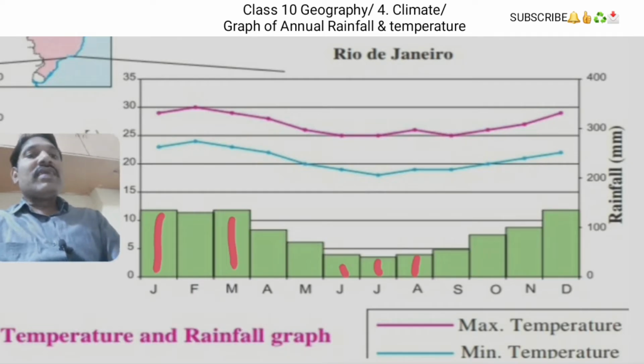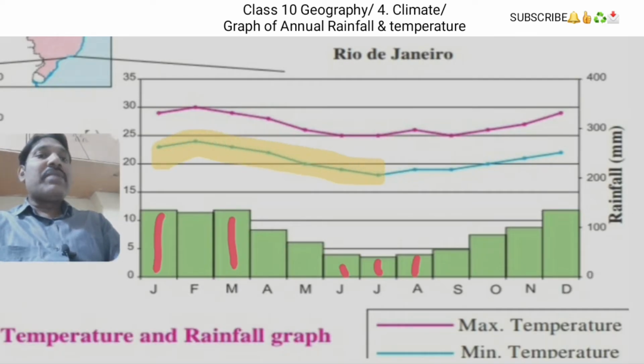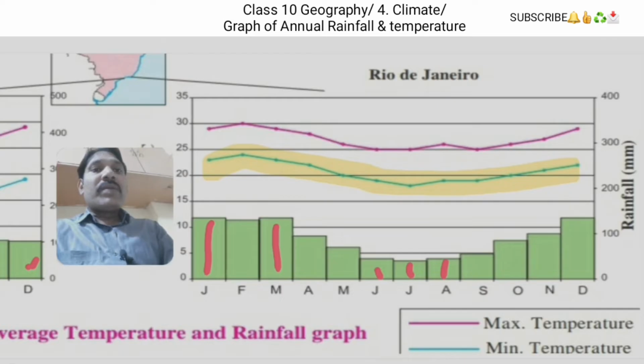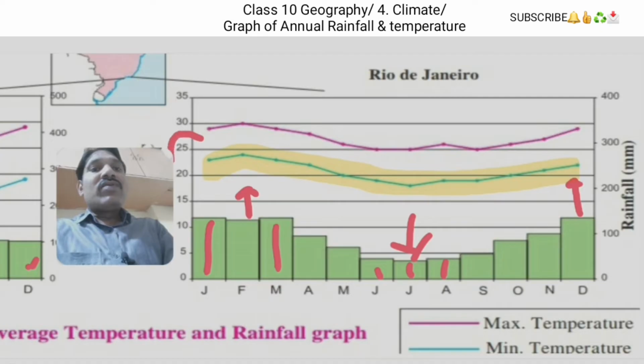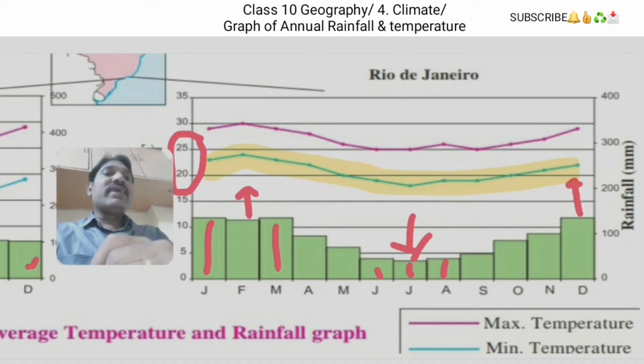Yes. Now see, now the temperature we are going to understand. So this shows the lower temperature, and again the temperature lies in between 15 to 25 degrees centigrade. In the month of February it rises. Again in the month of July it falls down, again in the month of December it rises. But it lies in between 20 to 25 degrees centigrade. Okay, students, have you understood? Very good.